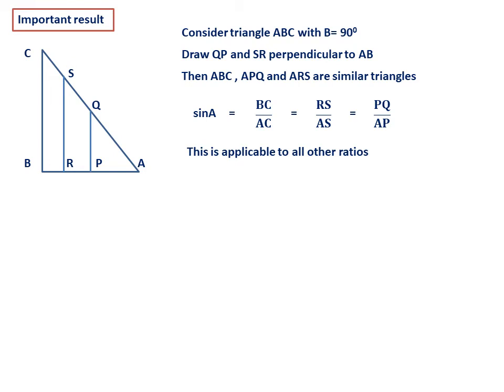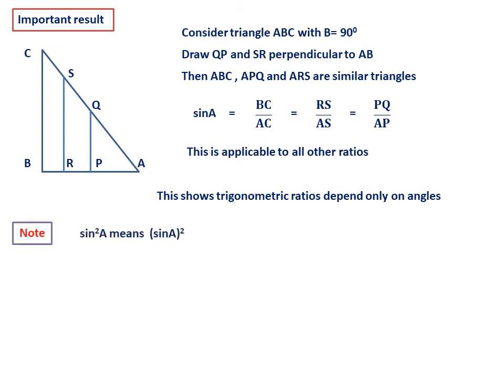Therefore, whether you take the first triangle ABC, or the second triangle ARS, or the third triangle APQ, sine A is the same. Similarly, cos A is the same, tan A is the same, and all the remaining three ratios are also the same. So this is one important understanding. This shows that trigonometric ratios depend only on angles, not on the triangle.